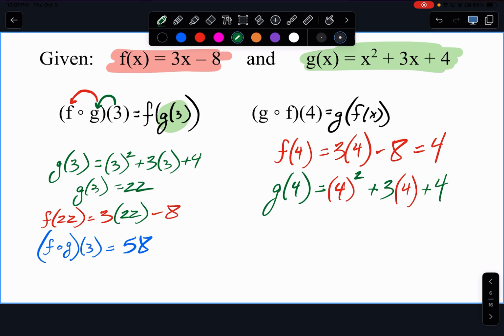So 4 squared is 16, and then plus 12 plus 4. 16 and 4 make 20, plus 12 more is... wait, 16 plus 4 is 20, plus 12 more is 32.